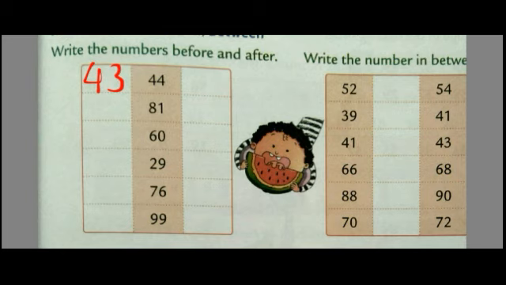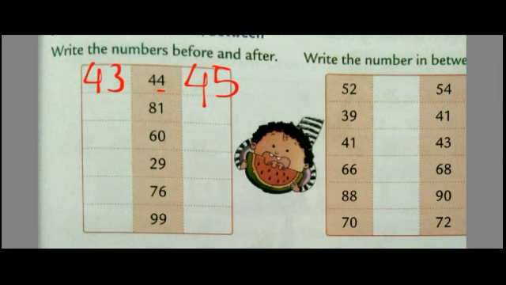Now we need to find out what comes after 44. For that again there will be no change in the tens place. It will remain the same. And now what is the number in the ones place? 4. And we need to find out the number that comes after. So what comes after 4? Yes, 5. That means 45 is the answer. So the number that comes after 44 is 45.